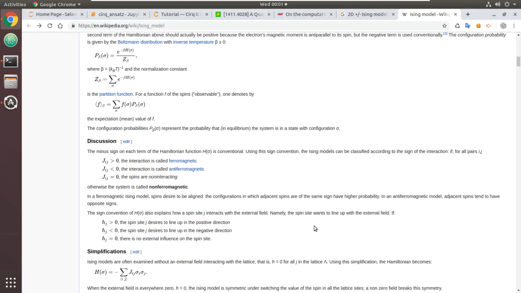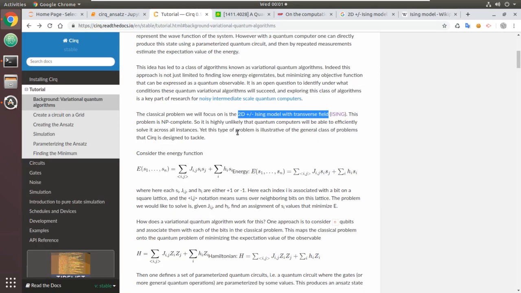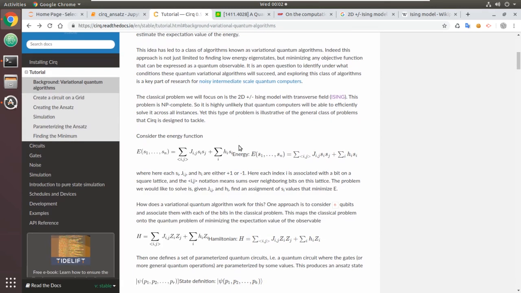Namely, the spin side has to line up with the external field. So I think basically what this is doing is they're just creating a random model. So the classical problem will focus on the two-dimensional Ising model with transverse field. This problem is NP complete, so it is highly unlikely that quantum computers will be able to efficiently solve it across all instances. Yet this type of problem is illustrative of the general class of problems the circuit is designed to tackle. Consider the energy function.